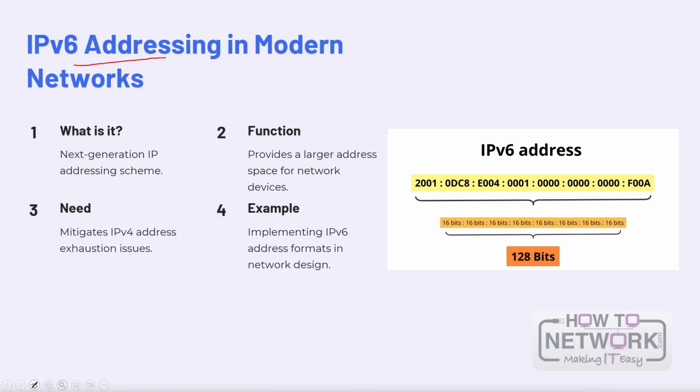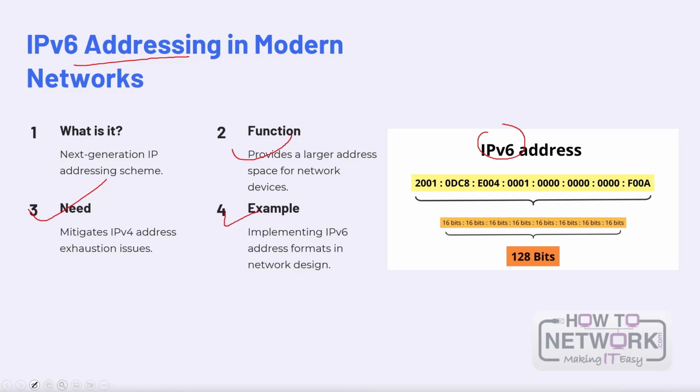And finally, the last topic is IPv6 addressing. IPv6 is a next generation IP addressing scheme designed to address limitations of the current IPv4 system. IPv6 provides a significantly larger address space compared to IPv4, enabling a vast increase in the number of network devices that can be connected to the network. The need for IPv6 arises from the growing demand for IP addresses as the number of internet-connected devices continues to increase. IPv4 address exhaustion is a major concern, and IPv6 offers a solution by providing a much larger address space.